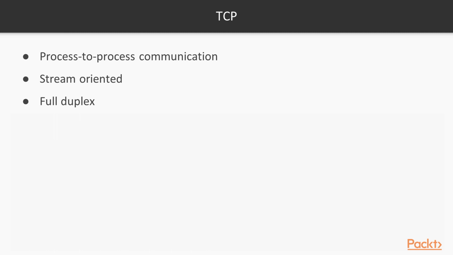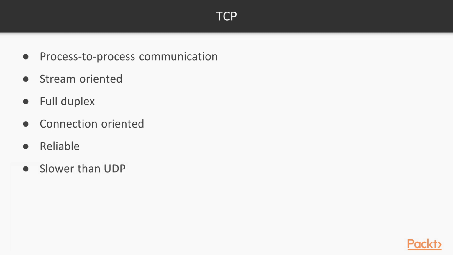It's full duplex, meaning that the communication can take place in both directions at the same time. Connection-oriented, unlike UDP, TCP provides connection-oriented services by defining three phases, which are connection establishment using three-way handshake, then data transfer, and then connection termination. It is a reliable protocol that uses checksum for error detection and attempts to recover lost or corrupted packets by simply doing a retransmission. And of course, it's slower than UDP.